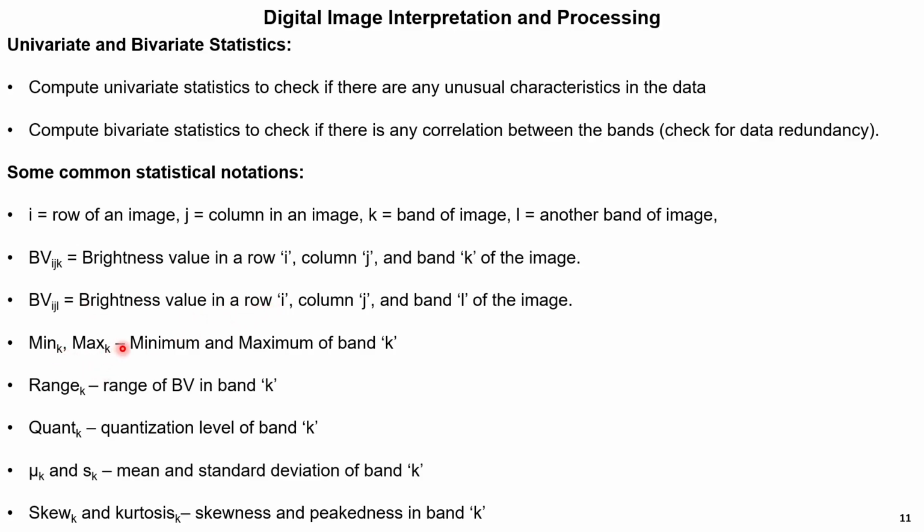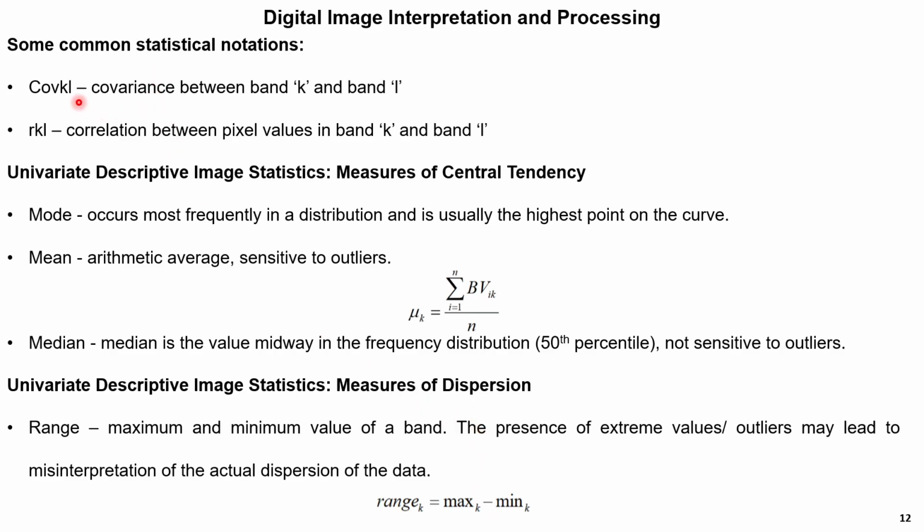Then we can say minimum and maximum value. Then range, we have range of the brightness value, which is the difference between maximum and minimum. Then quantization means the number of gray levels, whether it is 2 power 8 or 2 power 16, that information. Then mu k and sk are the mean and the standard deviation. Then skew and kurtosis, which means the skewness and the peakedness. Kurtosis means how peaked the data is in a particular band.